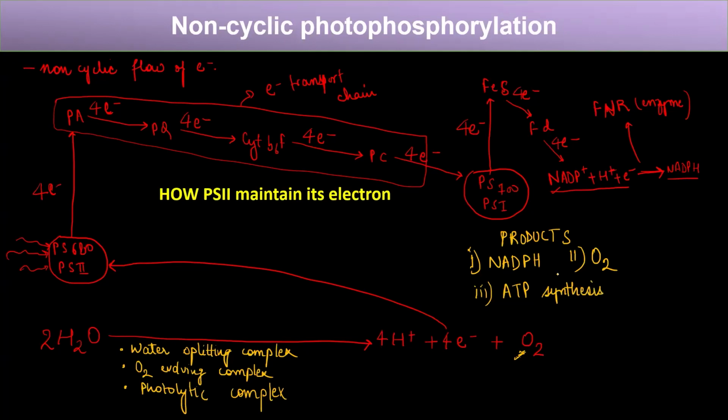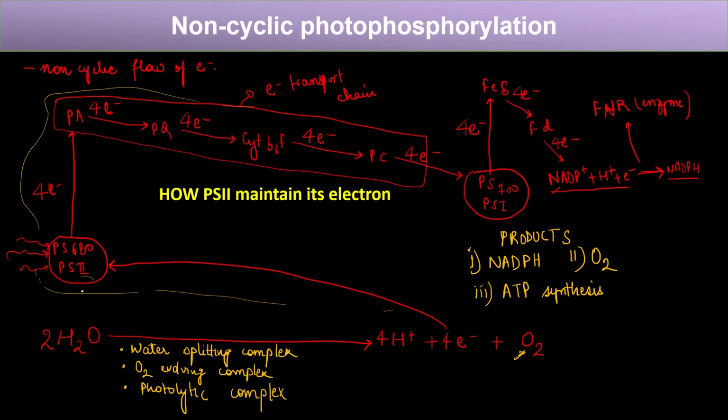So through this non-cyclic photophosphorylation, these are the three products: NADPH, oxygen molecule, and ATP synthesis takes place. Now, one more thing. If you remember in the last lecture, I was telling that this complete reaction, where does it take place? So this reaction takes place on the thylakoid membrane, right? So this complete reaction from here to here, everything, it is in the thylakoid membrane, right? And this water splitting, where does this happen?